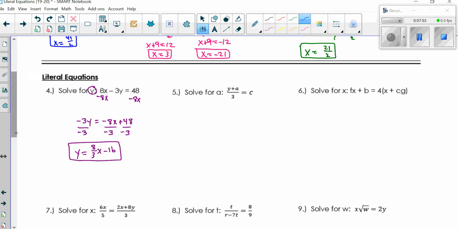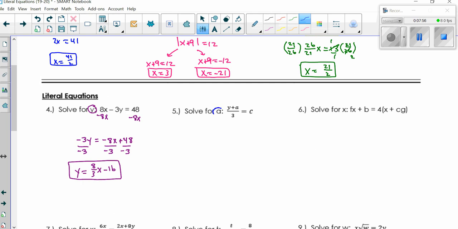Okay. Over here, I want to solve for a. Whenever we have a fraction, remember we never touch the numerator. We always have to get rid of the denominator first. So I'm going to multiply this whole side by 3. I'm going to multiply this side by 3. So the 3's will cancel here and leave me with y plus a equals 3c, number first. If I want to get a by itself, I need to subtract y from both sides. So I get a equals 3c minus y. And you could flip the order of those terms if you wanted to. You could say negative y plus 3c.